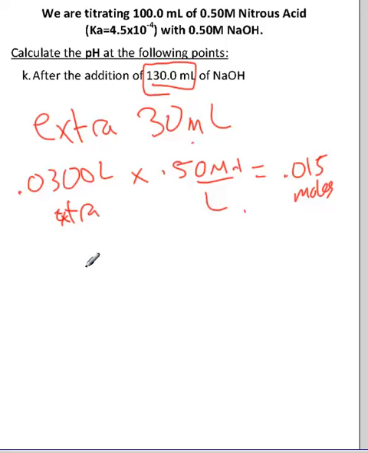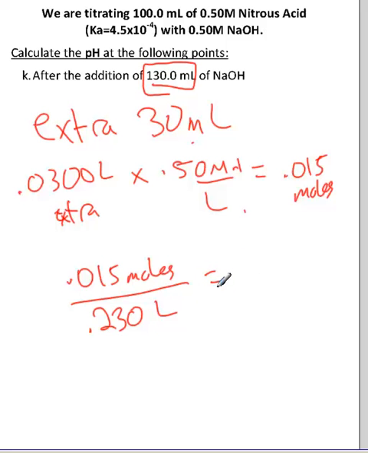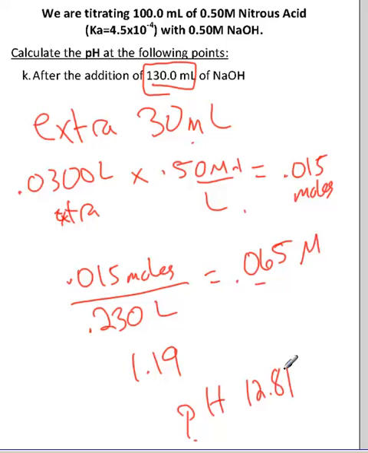Now what has changed though is the volume from our last one, so 0.015 moles. Now I've got 130 plus 100, 0.230 liters. That's going to give me an OH concentration equal to 0.065 molar. Again, 10 to the negative 1, so my pOH should come out somewhere close to 1. It turns out to be 1.19, or in other words, my pH equals 12.81. Now, if we look at that, when I added just 30 milliliters extra, I get a pH of 12.81.